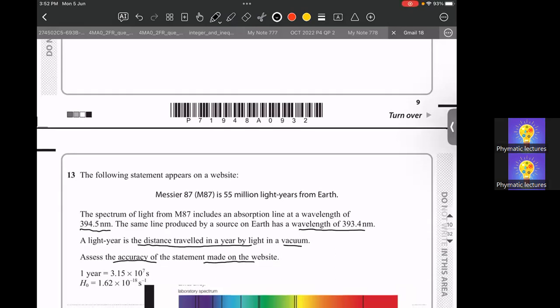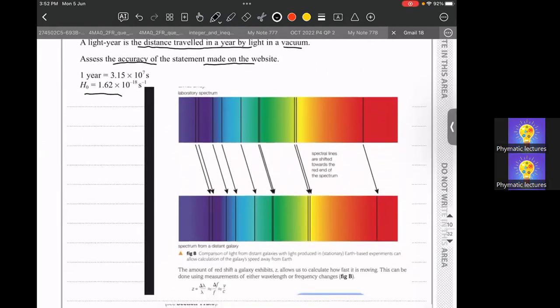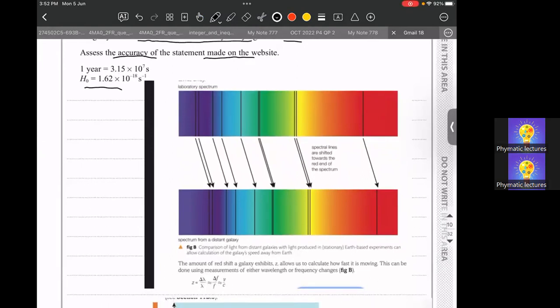1 year is 3.15 × 10^7 seconds. Hubble's constant is 1.62 × 10^-18 second^-1. I have taken 2 screenshots here. They are not actually a part of the question, this is for explaining the concept. You can see a kind of shift happened. This is the laboratory spectrum, and this is the spectrum from the distant galaxy. A shift has actually happened.